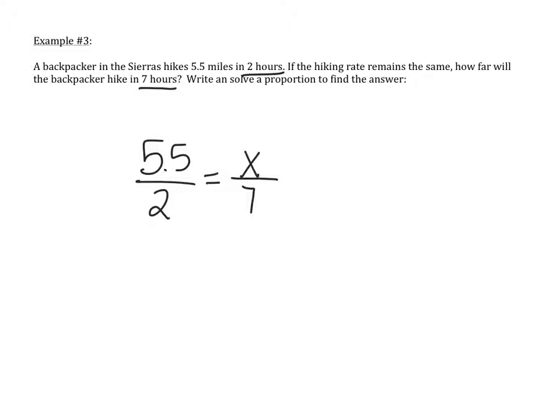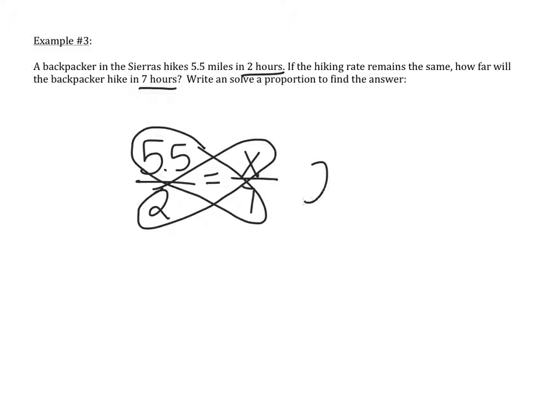So I'll replace that with an x. So if I cross multiply, I'm going to take 5.5 times 7 and the 2 times the x. And remember, it doesn't matter which order you do it in. So 2 times x is 2x, and 5.5 times 7 is 38.5.